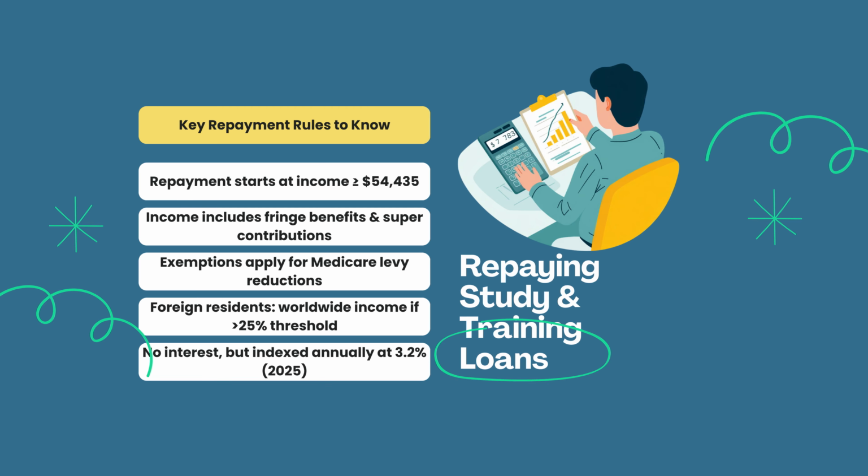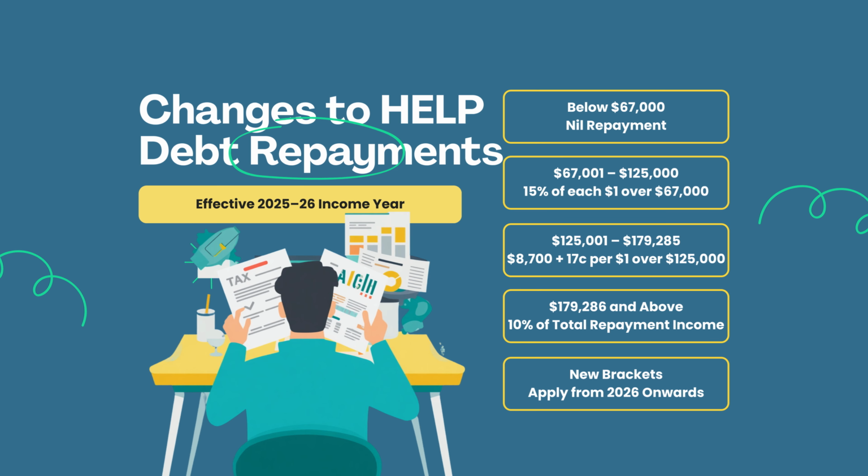Looking ahead to the 2026 tax year, the method for calculating compulsory repayments is fundamentally changing to a marginal repayment system. The minimum threshold will jump significantly to $67,000. Under this new system, repayments for those earning under $179,286 will be calculated only on the portion of their income that exceeds the threshold, rather than a flat percentage on their entire income. Additionally, any study and training loans existing on June 1, 2025, are eligible for a 20% reduction on the loan amount before indexation.